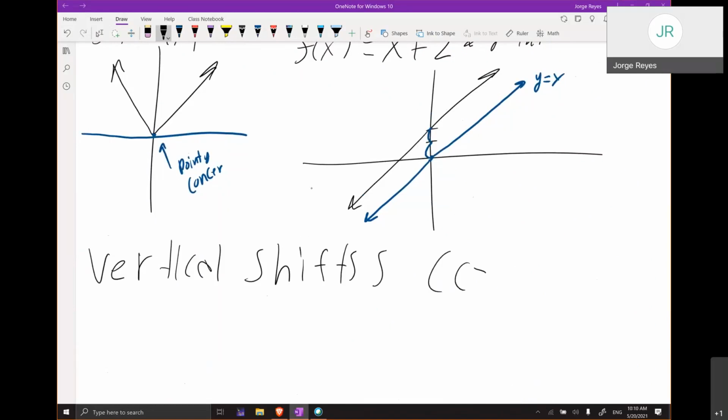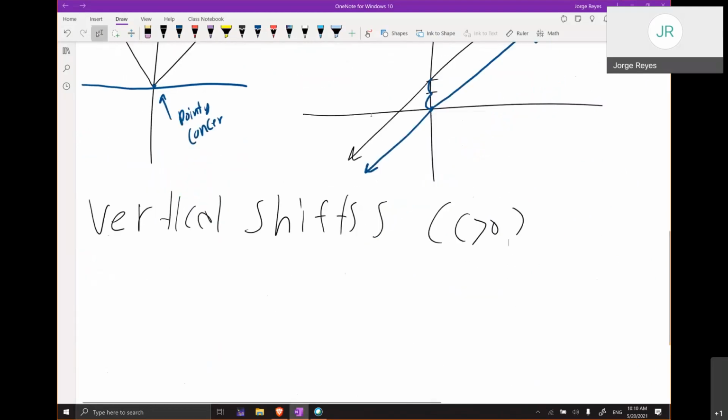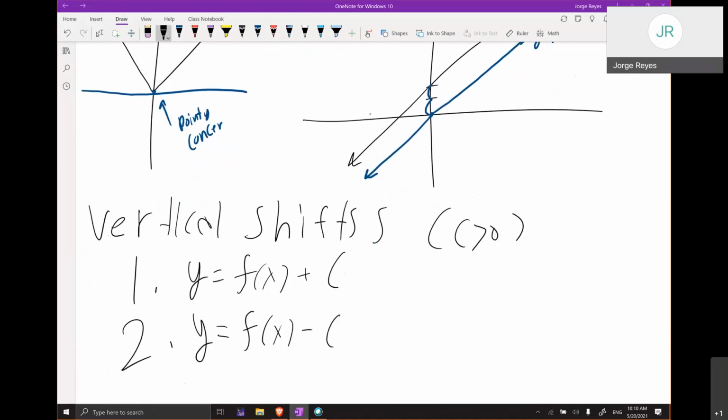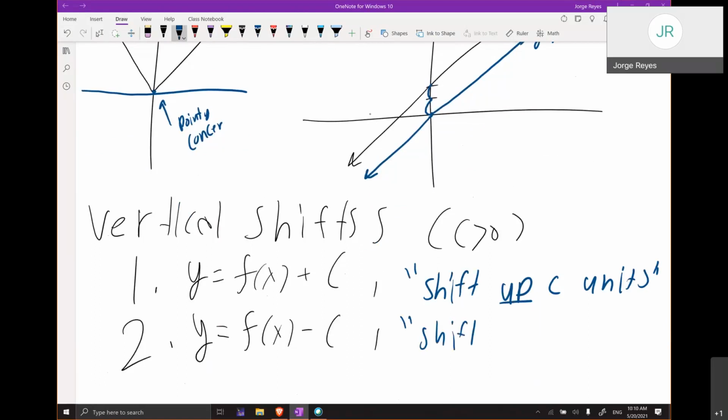Which I just showed you, kind of the example. So there are two rules. y equals f of x plus c and minus c. And kind of what I think everyone would guess is this one shifts up c units, and this one shifts down c units.